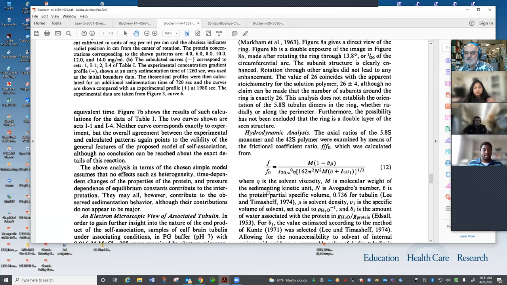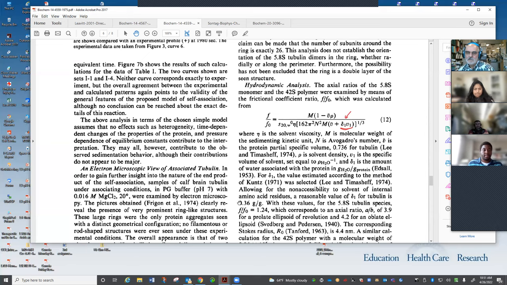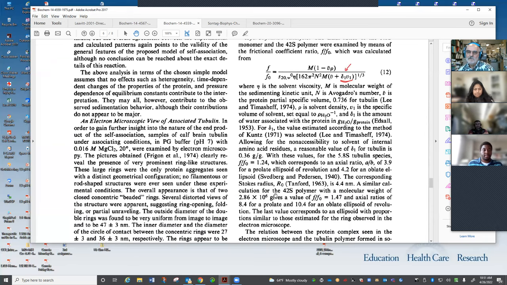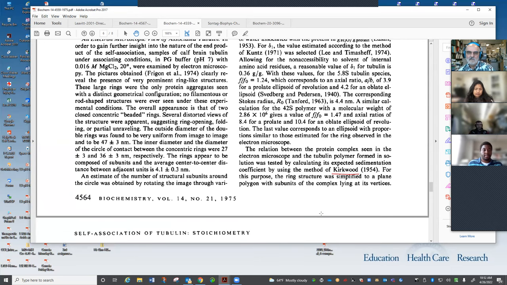And then they do some hydrodynamic analysis. This should look familiar to you because we actually derived this equation in a different form, slightly different form. We talked about the hydration term. So there's the hydration, the amount of water that was involved. And then they're using this to come up with some kind of F over F naught. And they're actually using what at the time we called Kirkwood theory. I discussed Kirkwood theory briefly with you. At the time, people used Kirkwood theory as it was developed. There were some other publications that had come out by this time.